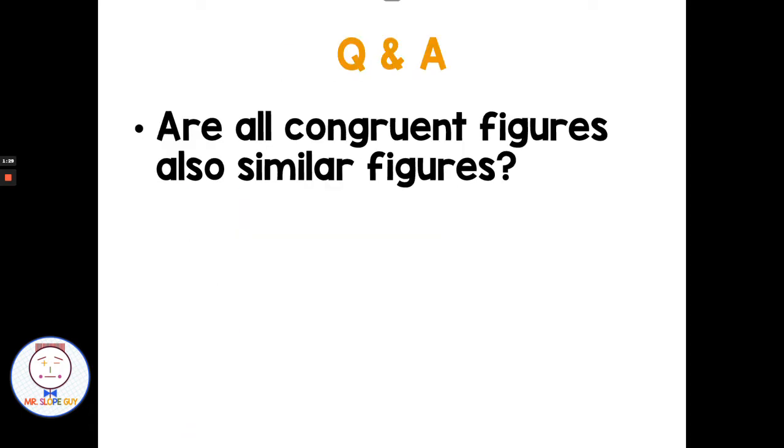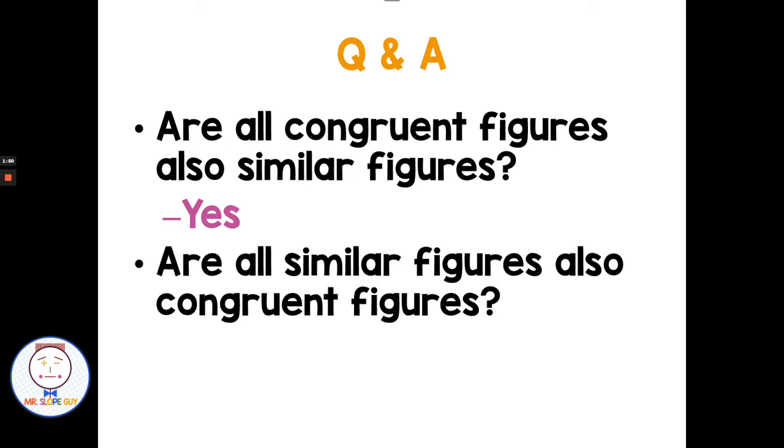So are all congruent figures also similar? All congruent, meaning same size and shape, figures also similar? Similar means same shape. Well, the definition for congruent includes the definition for similar. So yes, all congruent figures are also similar. Are all similar figures also congruent? Meaning all shapes that are the same shape, are they always congruent, the same size and shape? Well, no, because you could be similar and be the same shape without necessarily being the same size.